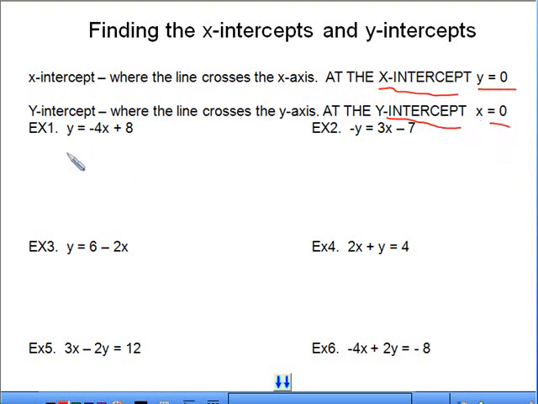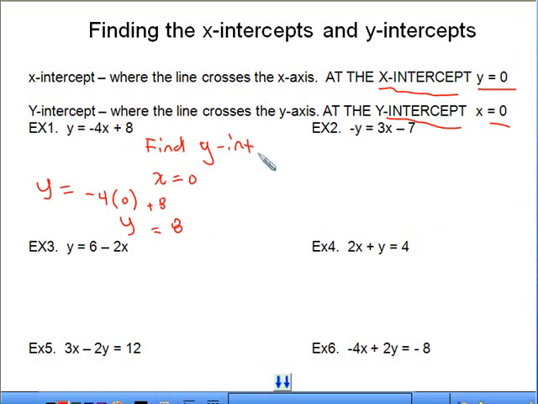So down here, for example 1, if they ask you to find the y-intercept, you know that x is going to equal 0. So plug 0 in for x, so you get y is equal to -4 times 0 plus 8. So then you're going to know that y is going to be equal to 8. So the y-intercept is going to equal 8, and the coordinates are 0 and 8.